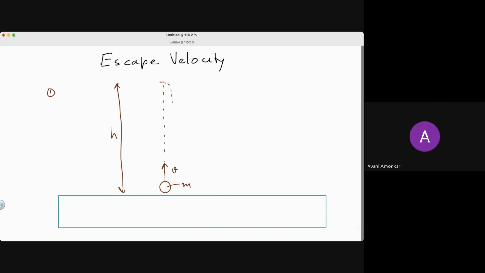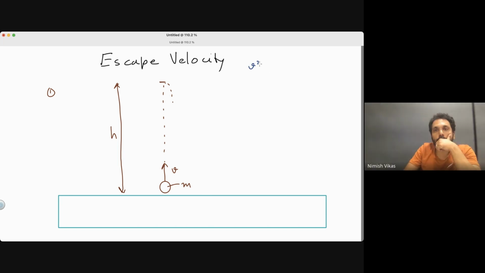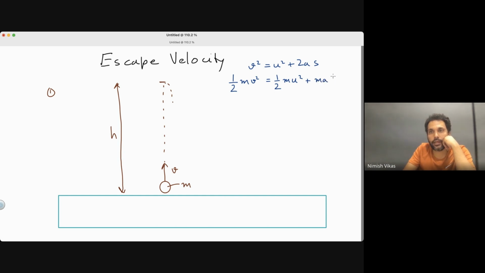v squared is equal to u squared plus 2as. Okay. This is also, in fact, a simple format of your energy conservation, or work done is change in kinetic energy. If I multiply with half m all over, what is it? Half m v squared is equal to half m u squared plus half m 2as. So the half and the 2 will get cancelled. So mas, but we know ma is what? That's the force, right?